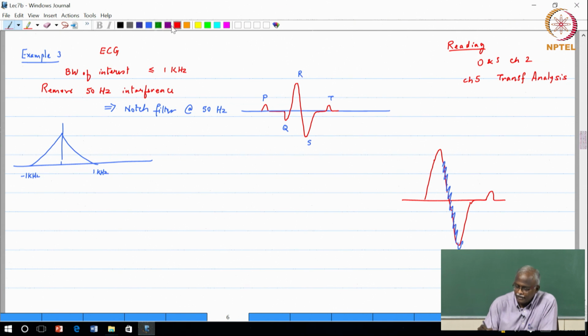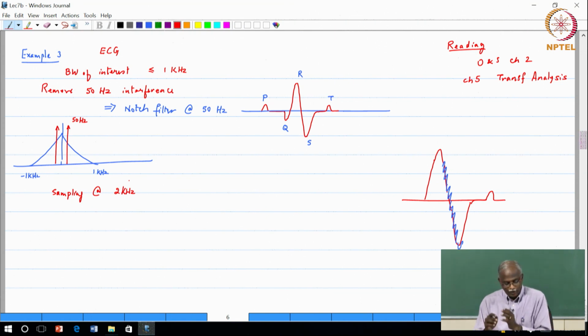And we have a 50 hertz component which is very low frequency compared to the bandwidth of the signal. So, basically this is the 50 hertz component, and since it is a sinusoid, it will show up as an impulse or a Dirac delta, and in case harmonics are present you will have to draw that. Let us only take the case of the 50 hertz. Okay. So, we will assume that we will sample at 2 kilohertz. Sampling at 2 kilohertz, we would have to design a notch filter for this.